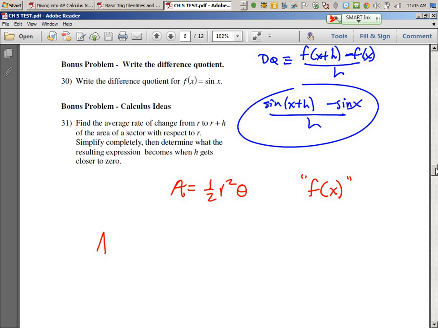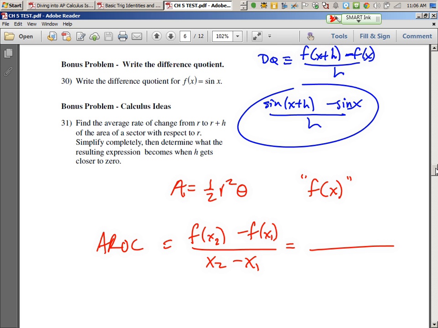Average rate of change is f of x2 minus f of x1 all over x2 minus x1. Things are a little different. We're not using x's, we're using radii. Okay? All right, so the function's not f, it's area, but we're going to use the exact same idea.